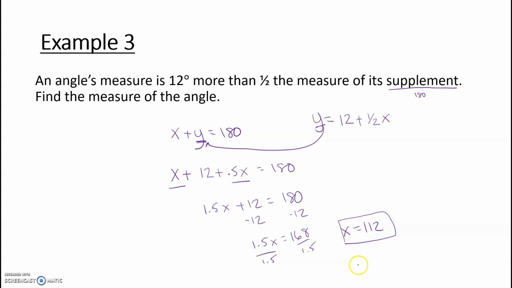Now, if we'd asked us to find both angles, we just know that it should add up to 180. Right? It should add up to 180. So 180 minus 112, you should get the other one, 68. But we don't need that one. So we're here and we're stopping.